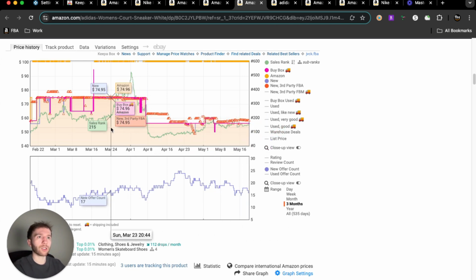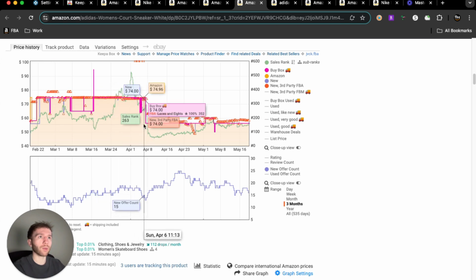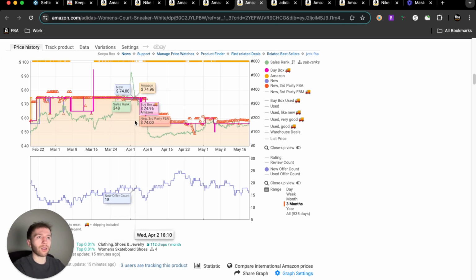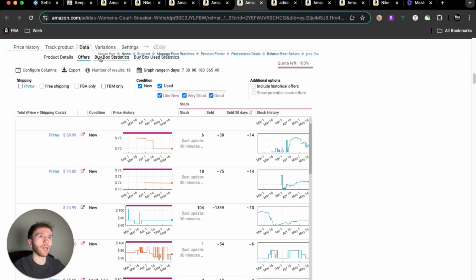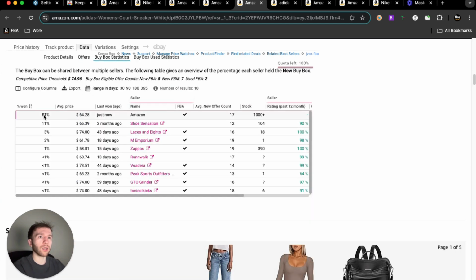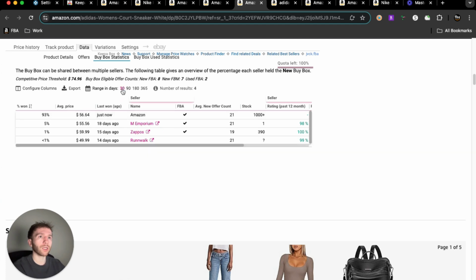But as a new seller, especially, you just don't want to compete with Amazon because they have so much control over their products. They could cut the price like they just did here at any point, going from 74 to 56. But when you're doing a product like this, you're going to want to check the data tab and the buy box statistics, because here you can see how much they dominate the buy box and if anybody is actually getting a share of that. In the last 30 days, they've had 93% of the buy box owned, and only one person has got 5%, 1%, less than 1%.